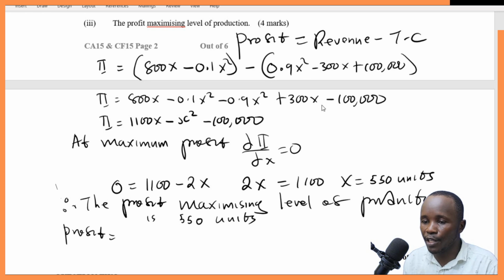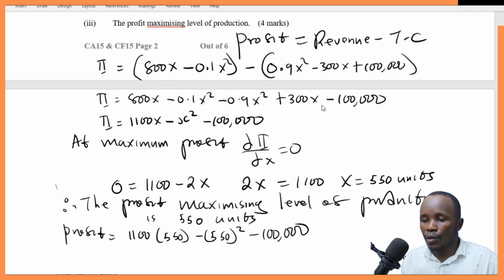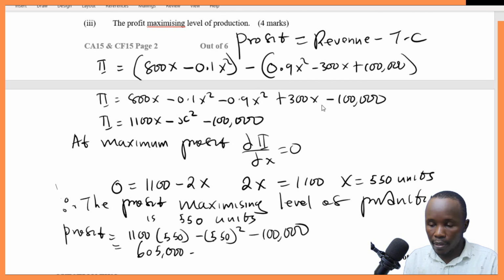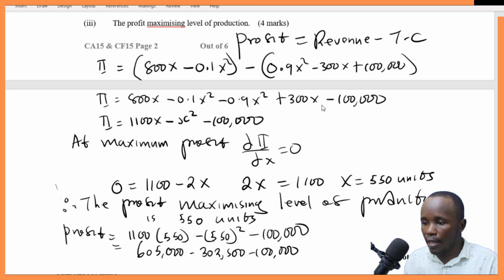Profit, you substitute in the profit function. It is 1100 multiplied by 550 minus 550 squared minus 100,000. 1100 times 550 gives me 605,000, minus 550 squared, which gives me 302,500, minus 100,000. The profit comes to be 202,500.